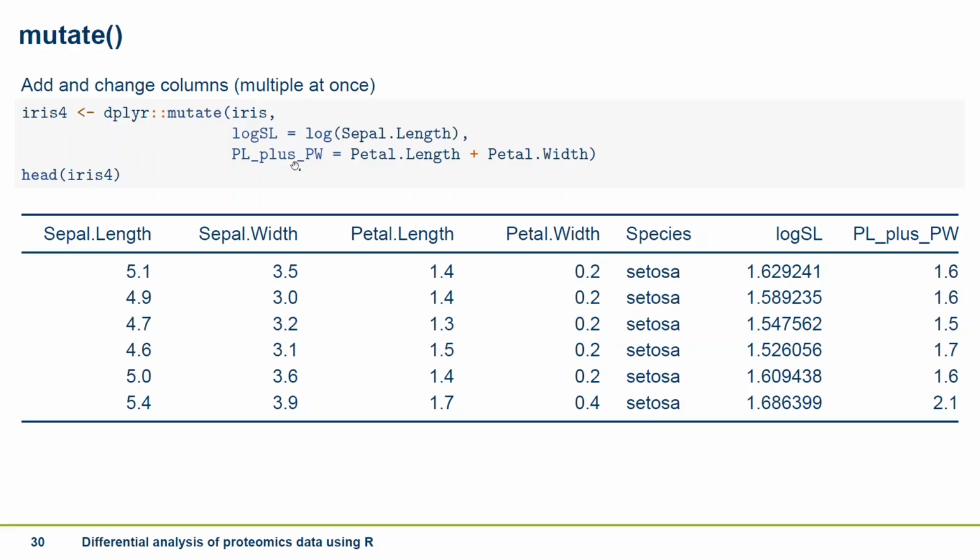And at the same time, I also want a new column called PL plus PW, which is the sum of the petal length and the petal width. And then you can see that these two columns here are added to the original data set. And you can use them now in ggplot, for example, for plotting.